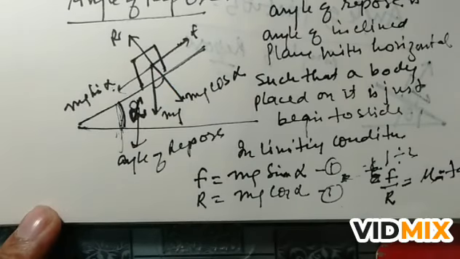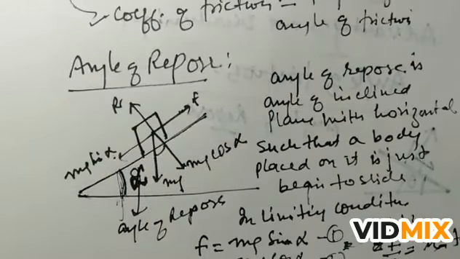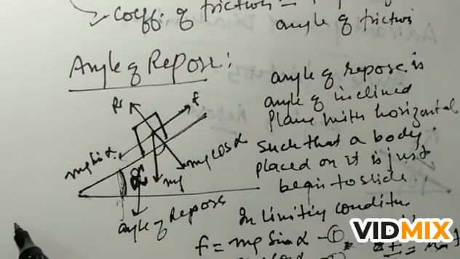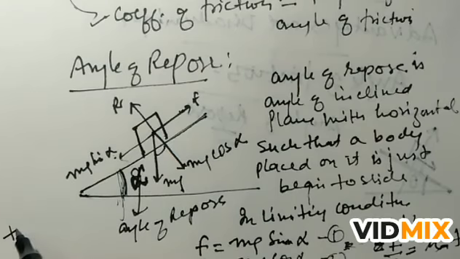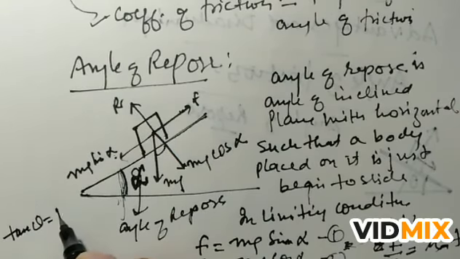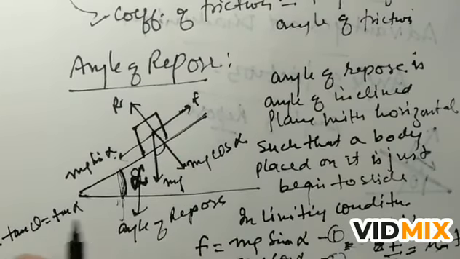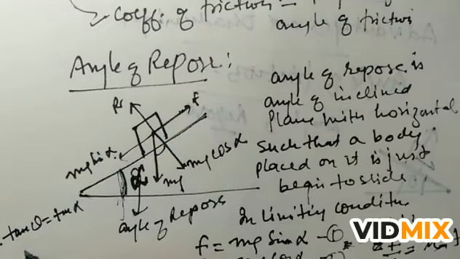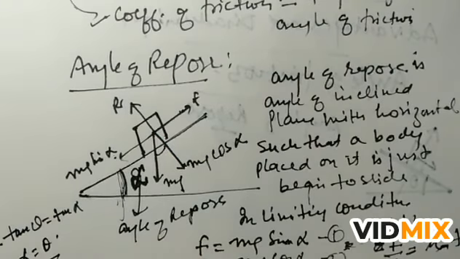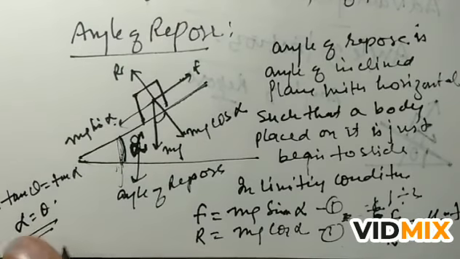So we can write here also that mu is equal to tan theta, and it is equal to tan alpha. So we can write that alpha is equal to theta. Alpha is equal to theta means angle of repose is equal to angle of friction.